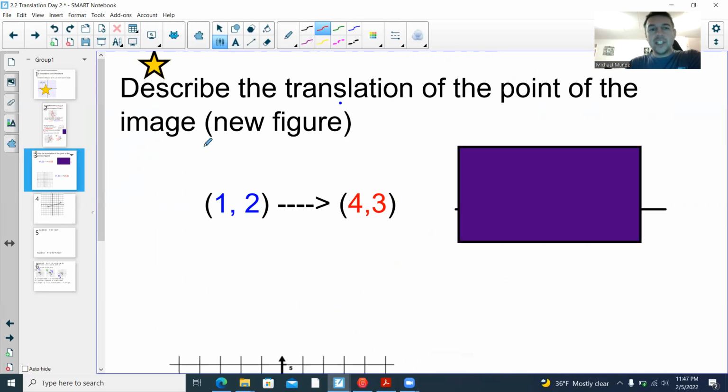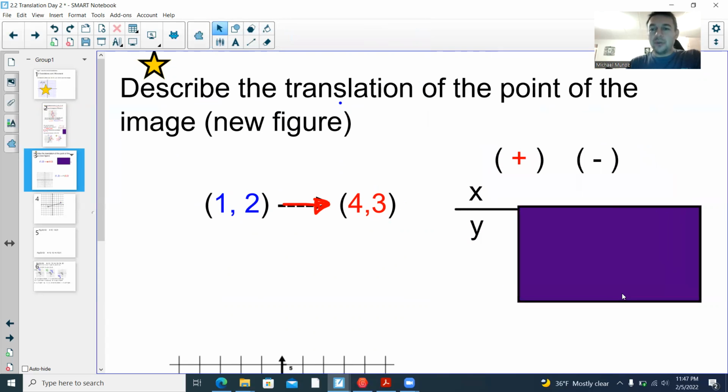All right, so next, and this one's going to go in your notes too, describe the translation of the point to the image. So remember, the image is the new one. What this arrow is trying to show is what this one's going to turn into. This is the new one. So it started off as 1, 2, and now it's 4, 3. And we want to describe it, but without using the graph. So that table that I said you were going to draw earlier would be right here.